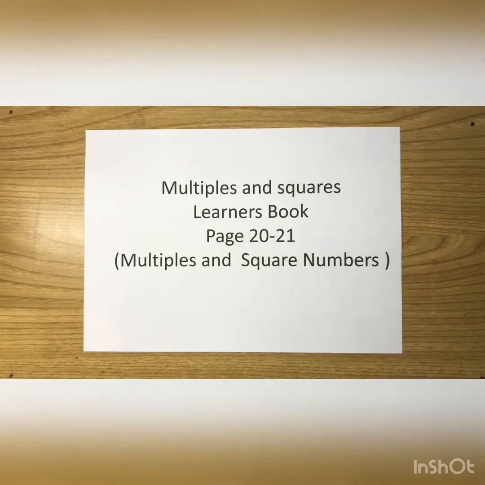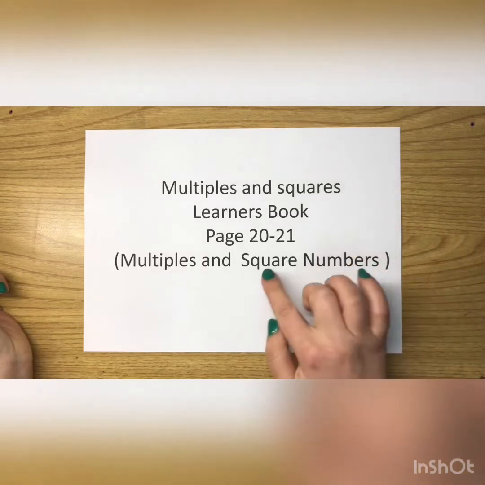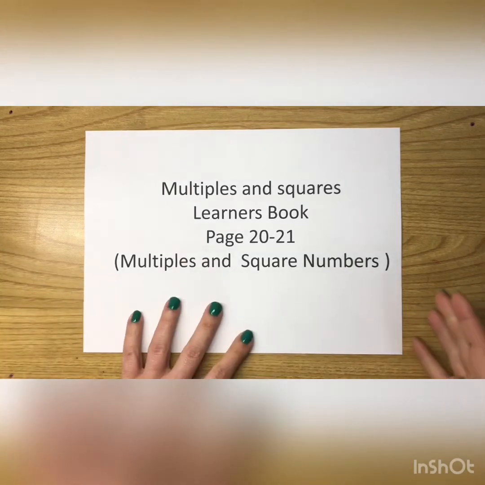Multiples and Squares, Learner's Book, page 20 and 21. What is the meaning of squares? The squares are the square numbers. We are going to take them for today.